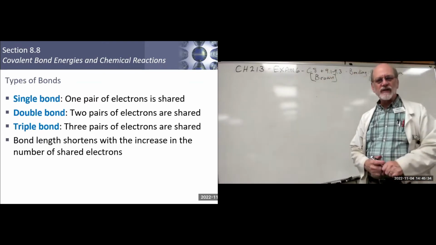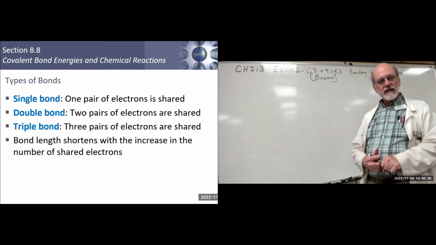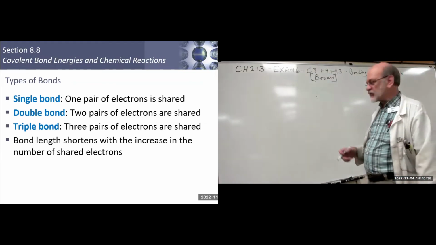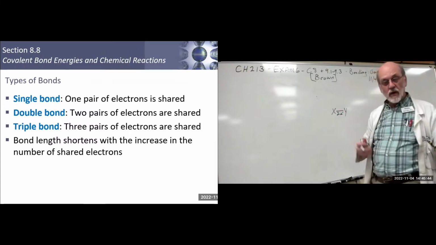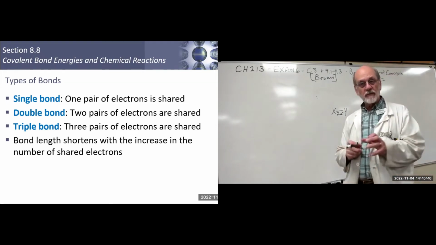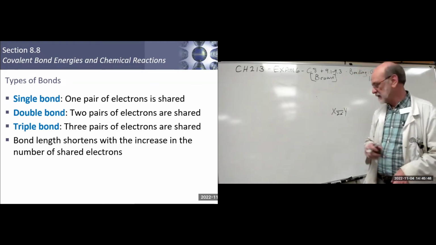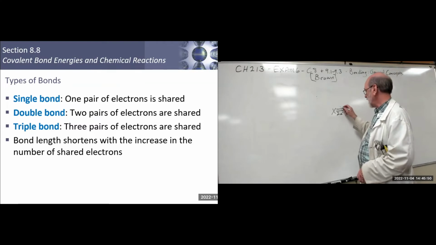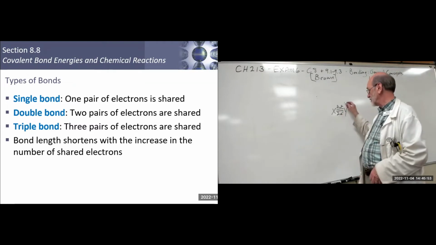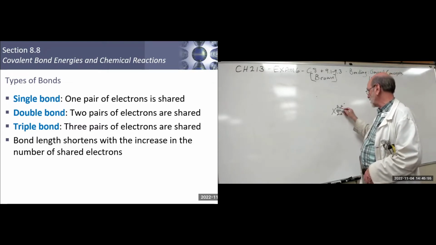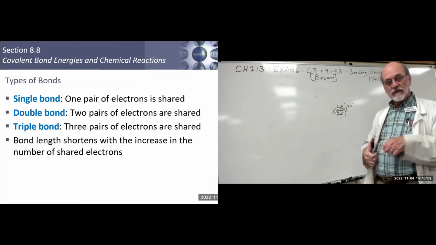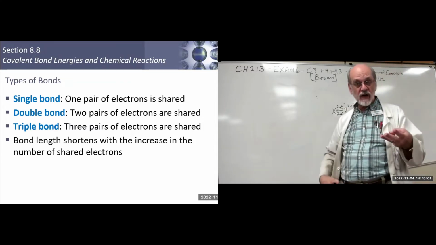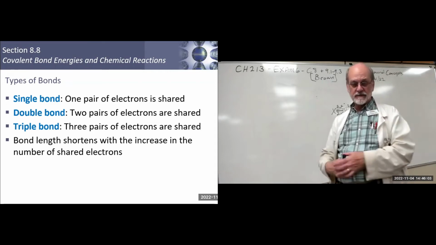Now, when we draw bonds between atoms, the single bond represents 2 electrons. You always have to have 2 electrons to form a bond. If you have a double, that means 2 more electrons. And if you have a triple, that means 2 more electrons. Okay, so you have 3 pairs of electrons for a triple bond, or 6 electrons.